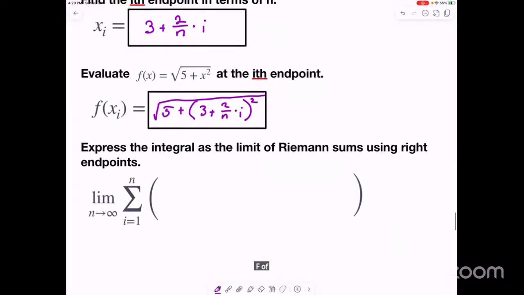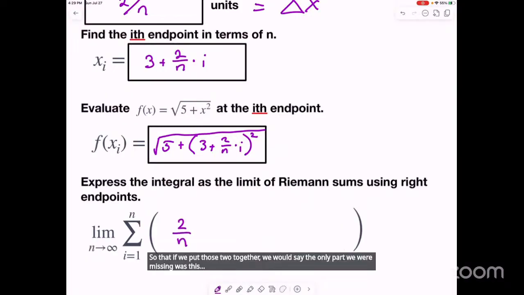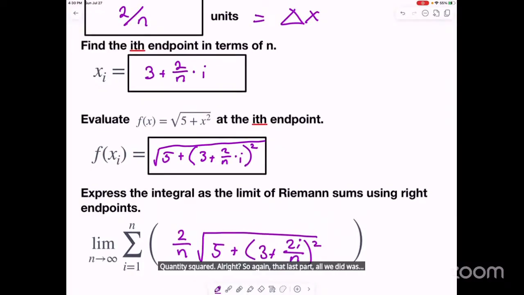F of x sub i is there. Each delta x is 2 over n. If we put those two together, the only part we were missing was this 2 over n times f of x sub i, which is the square root of 5 plus 3 plus 2i over n, quantity squared. All that last part was f of x sub i times delta x. You can see delta x at the top of the screen, which is 2 over n. Each f of x sub i, you see at the bottom, based on whatever your i is. You just put those two together.